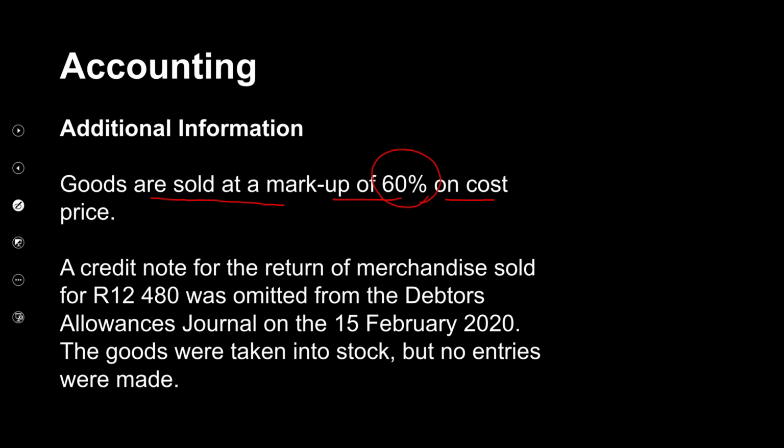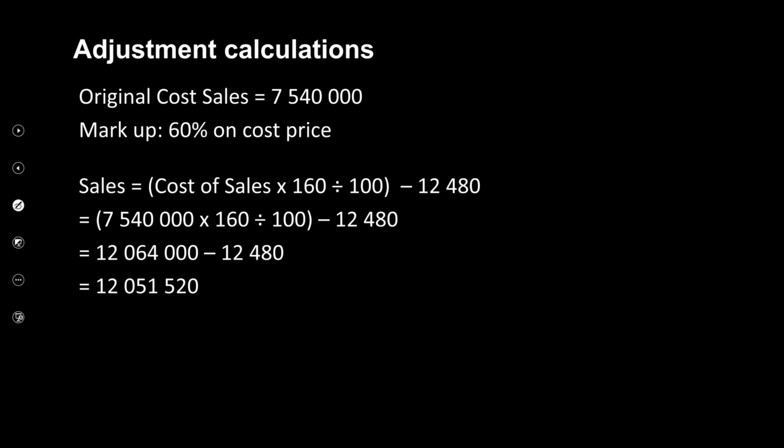And then you are told a credit note for the return of merchandise sold, 12,480, was omitted from the debtors allowances journal on the 15th of February 2020. The goods were taken into stock, but no entries were made. Right, how are we going to deal with this?